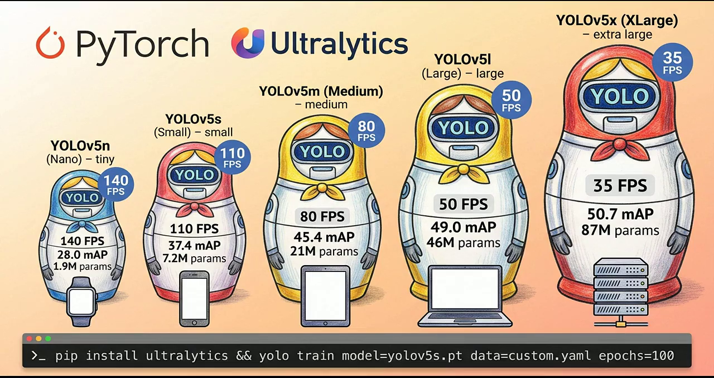YOLO v5 from Glenn Jocher at Ultralytics in 2020 was controversial: no research paper, just a beautifully engineered open-source PyTorch codebase. But it became the most popular YOLO ever because anyone could use it. 5 model sizes from nano to X-large, auto-anchor learning, 1 command training, export to 11 formats. YOLO v5 democratized object detection.